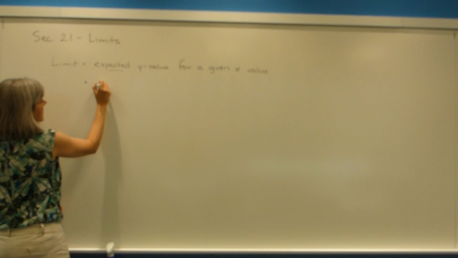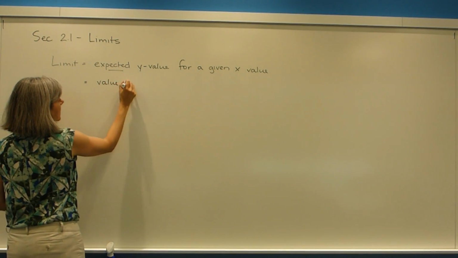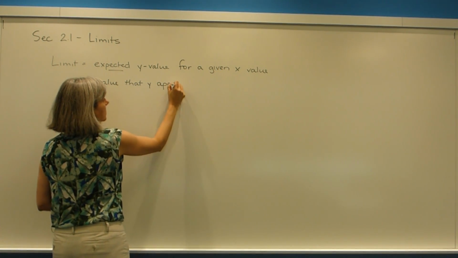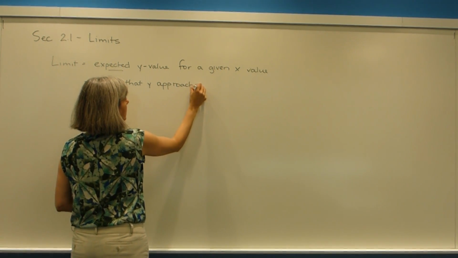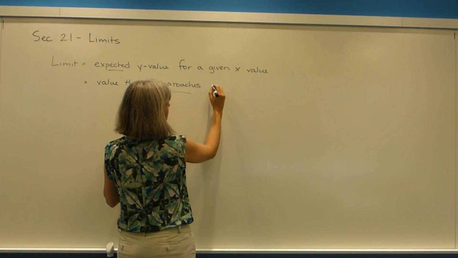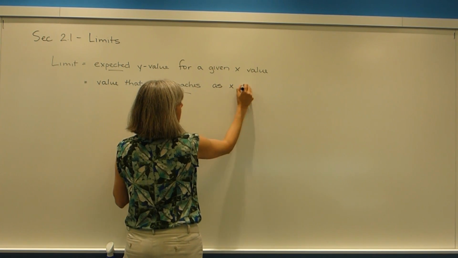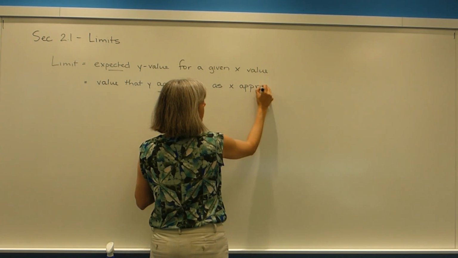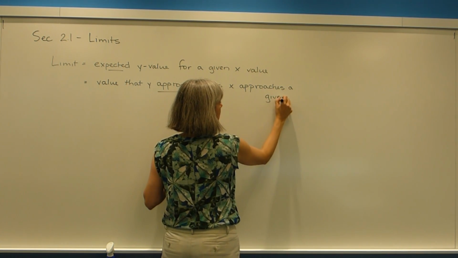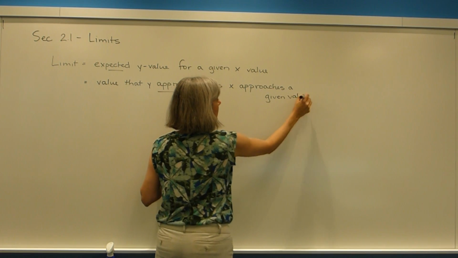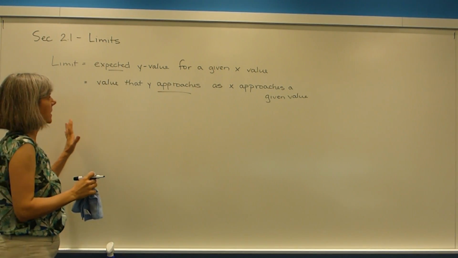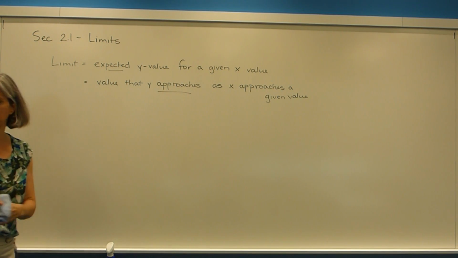Another way to think of it is the value that y approaches. Again, we're using kind of interesting language: that y approaches as x approaches a particular value. So notice, nowhere in here does it say the actual value of y or the exact value of y. And so we'll get to that when we look at some examples here.